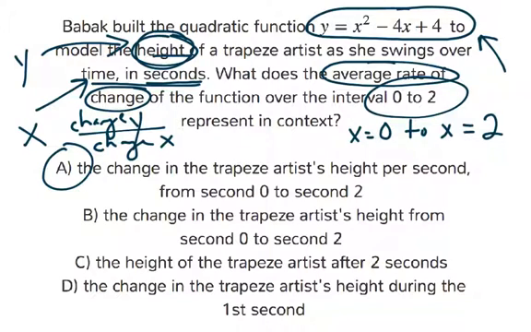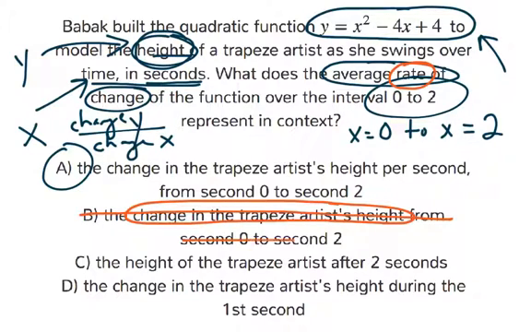B, the change in the trapeze artist's height from 0 to 2. Okay, so this would tell you the total change in height. But that doesn't tell you the rate. So remember this key word here, average rate of change. So it's not going to be the total height difference.